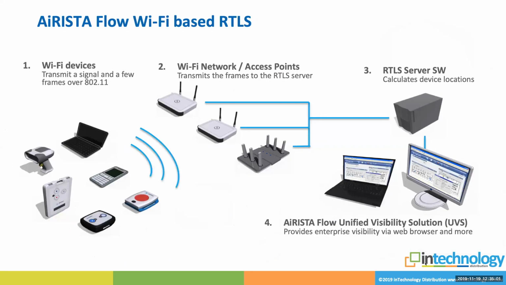Good. So I wanted to go through, at a very high level, what a system looks like. Really you've got four components of an RTLS deployment. You've obviously got your devices, which can be Wi-Fi or BLE, as Bob mentioned. You've then got your Wi-Fi network or your BLE network, depending upon which way you decide to go, or it might be a Wi-Fi and BLE network.